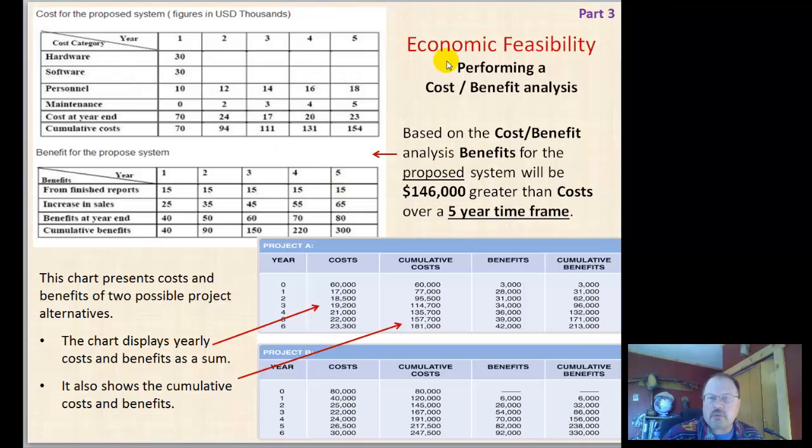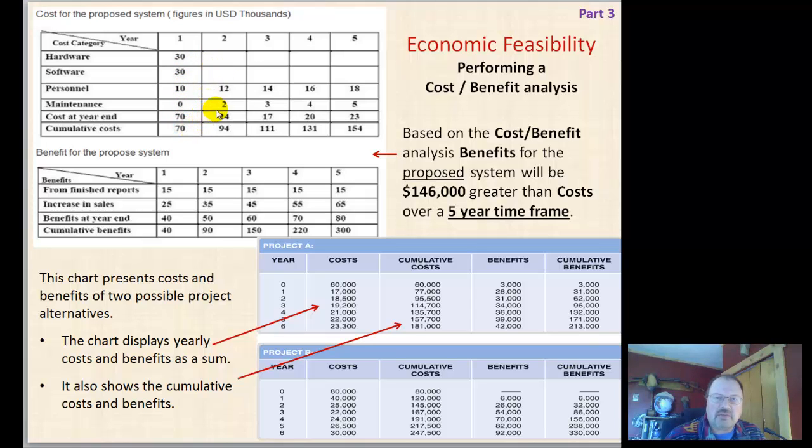So in this first one, we're looking at economic feasibility, and we're performing a cost-benefit analysis. Now, in this particular example, the first year of a project, and this is the cost category, these are the benefits at the bottom. So for hardware, you're spending like $30,000 in hardware, $30,000 in software, and $10,000 in personnel. Zero in maintenance because you're just installing the system, you're not actually maintaining it. And then all of these added to be $70,000.